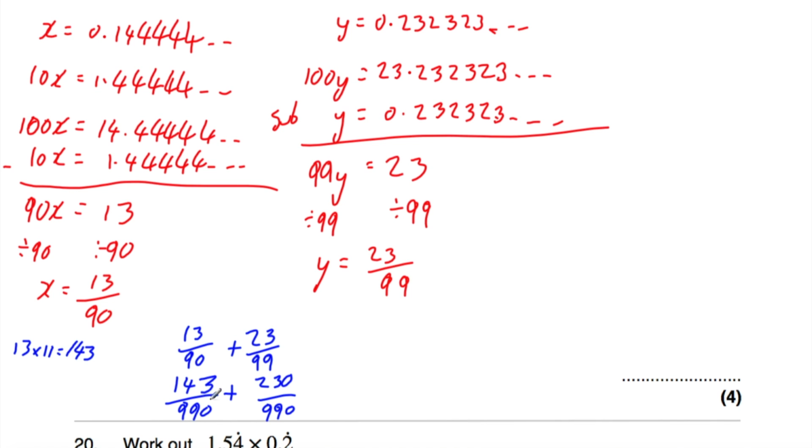And then we just need to add them together. So to add fractions, remember we just add the numerators, so keep the denominator the same, the 990, and we need to add together 143 and 230. So it's going to be 373. So our answer is 373 over 990. And I don't think we can cancel that down. Just check and see if they can divide by 2 or by 3 and so on, or 5. I can't, so that's my answer.